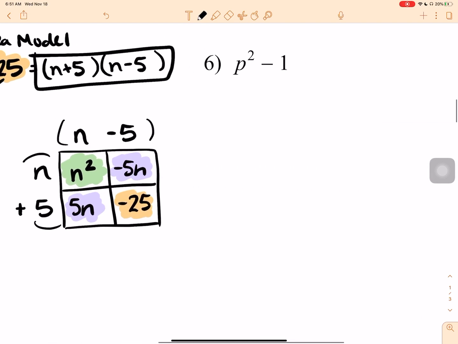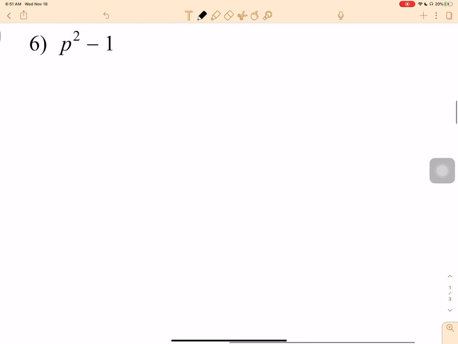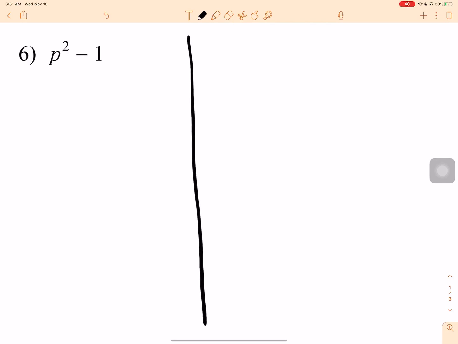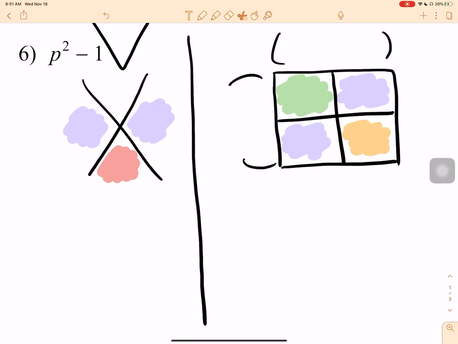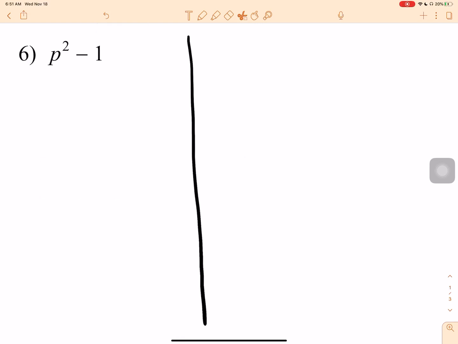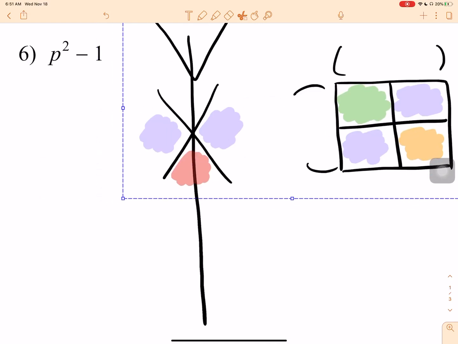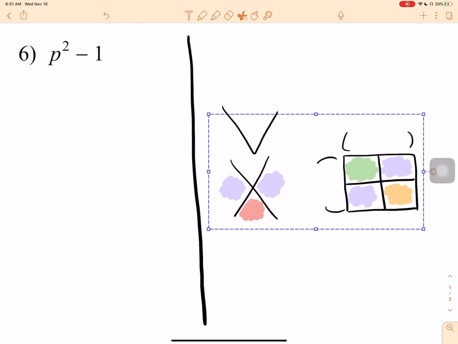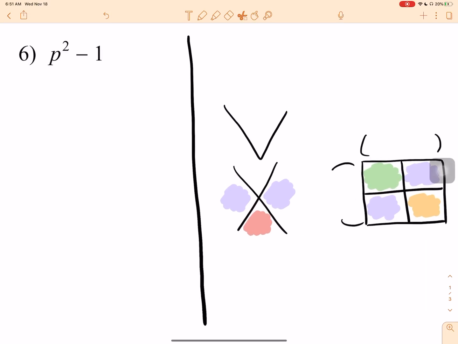Moving on. Here's another one. p squared is a perfect square. p times p is p squared. 1 is also a perfect square. 1 times 1 is 1, okay? So I will do the shortcut again for you, in this whole thing, and this whole thing as well.